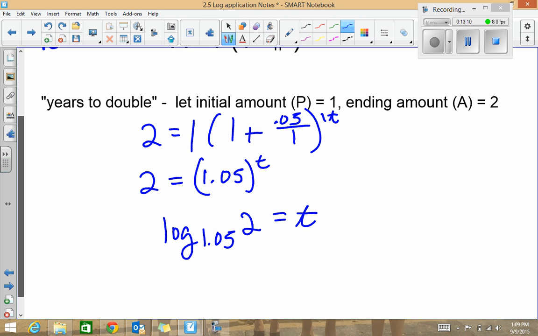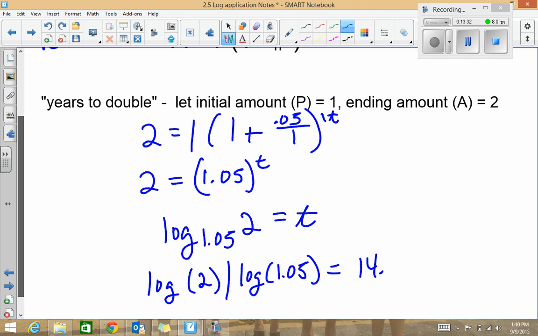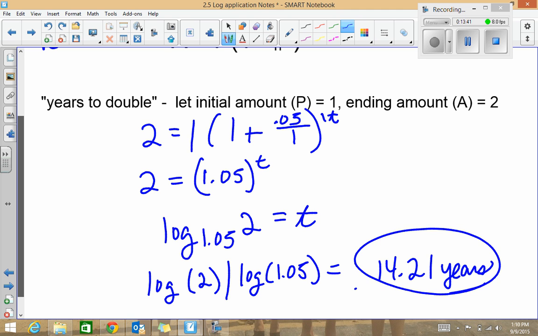So now everything on the left side is numeric, so we can plug it into our calculator. So we would say log of tall divided by log of small, and we plug that in, and we get 14.21. So again, the answer is how many years it would take to double, and we're saying it would take 14.2 years.